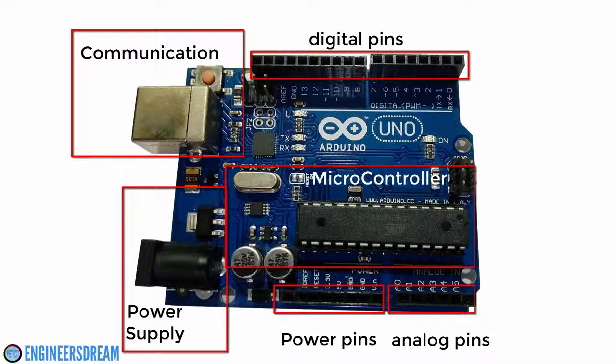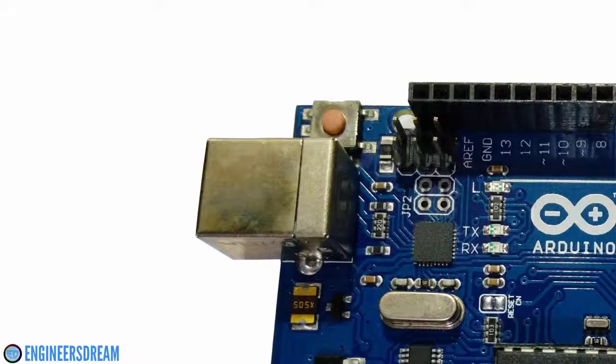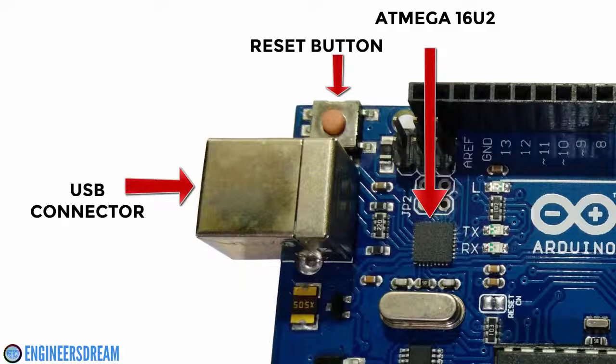Now, for explaining the Arduino Uno, I'll first divide it into 6 different parts. You can see these parts in front of your screen. I will start explaining from this top left part over here. I basically call this part the communication part. This part mainly consists of a USB connector, a reset switch, and an ATmega 16U2 chip.